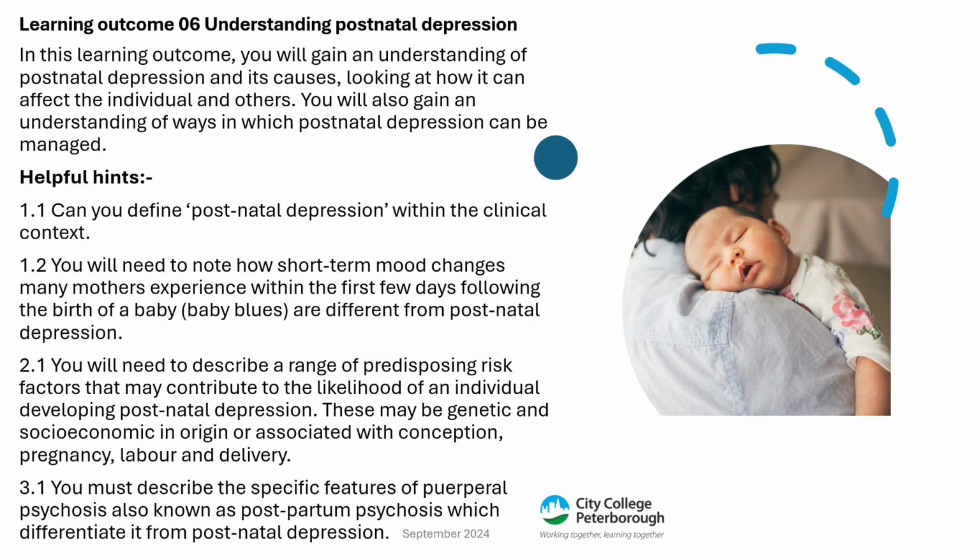Learning outcome 6 is understanding postnatal depression. In this outcome, you'll gain an understanding of postnatal depression and its causes, looking again at how it affects others, the individual, family members, friends and work colleagues. And you'll look at how postnatal depression can be managed.